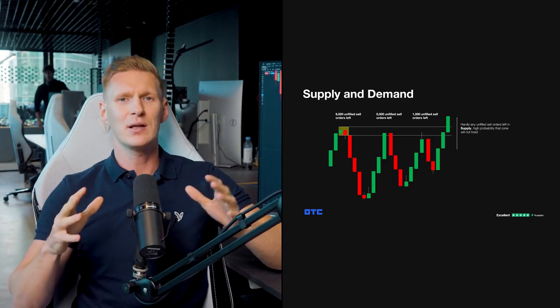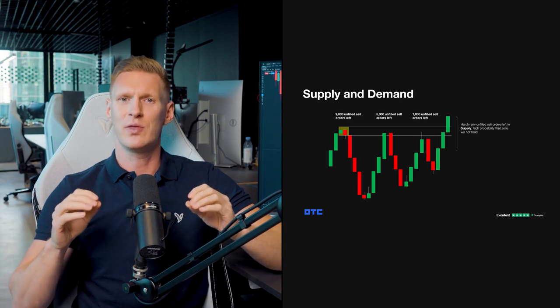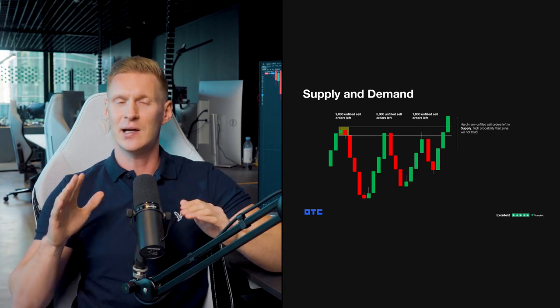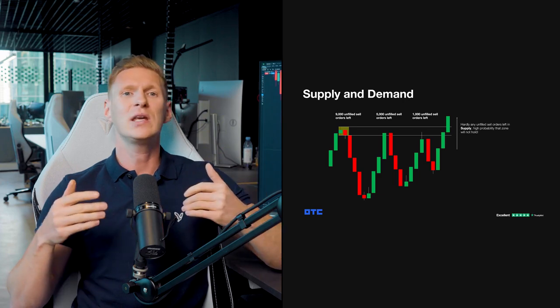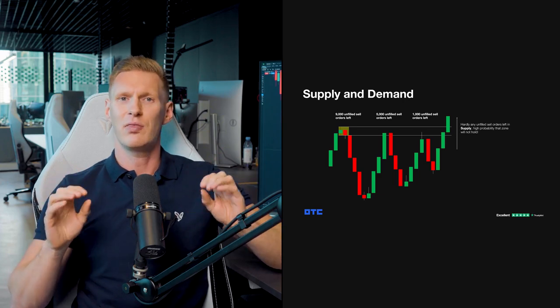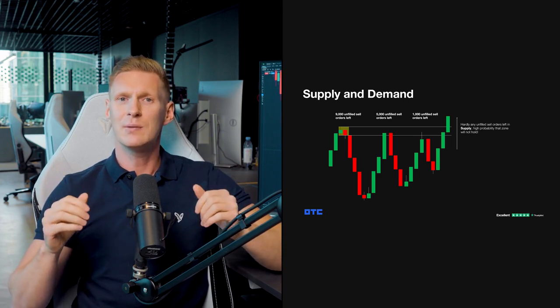However, a typical support and resistance trader might only start to view this area as resistance after price touches it a second, third, or even fourth time, believing that the more times a level is tested, the stronger it becomes.